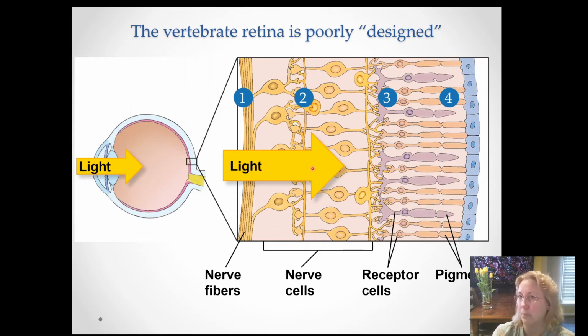Why don't we see a black circle where the blind spot is? It's because our brain fills in with whatever's around that spot. So we don't see our blind spot.